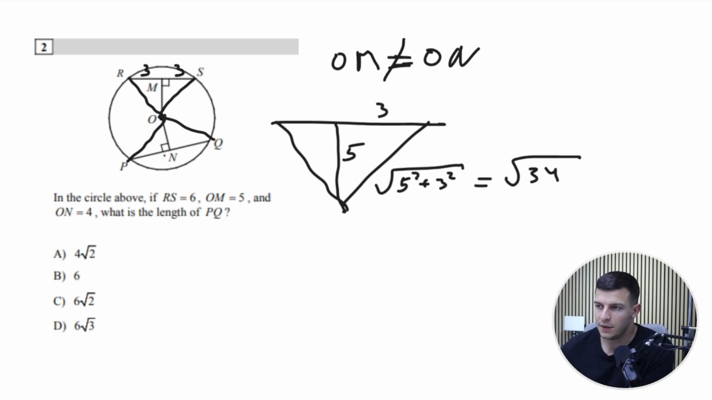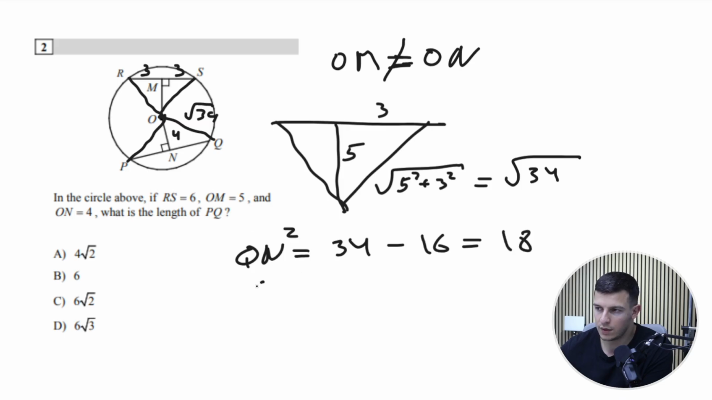What is the length of PQ? We're looking for PQ. We know this one already is the square root of 34. We know ON is 4. That means we can find NQ, or QN, which is going to be equal to 34, again Pythagorean theorem, minus 4 squared, 16. That's going to be equal to 18, QN squared. So QN is going to be equal to the square root of 18, which is 3 square root of 2.